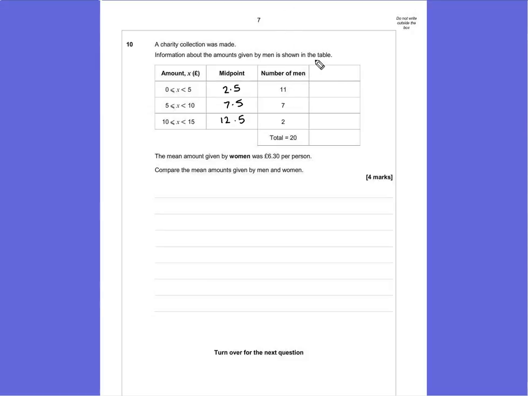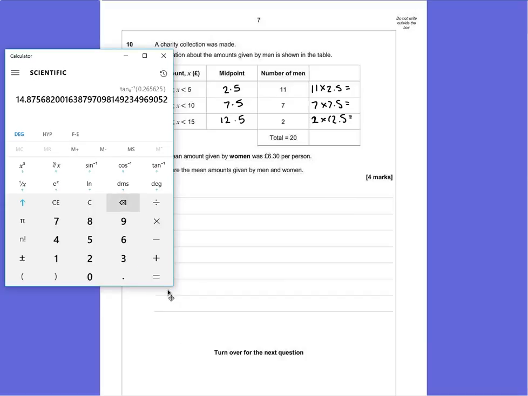For the final column, we need to multiply these two values together, because if this represents £2.50, there are 11 people that gave that amount. So 11 times £2.50 will tell us how much money there is altogether. So we do 11 multiplied by 2.5, 7 multiplied by 7.5, and 2 multiplied by 12.5. This will tell us how much money in total was made by the 20 people. Again, I would suggest using your calculator for this to make sure that we don't make any mistakes.